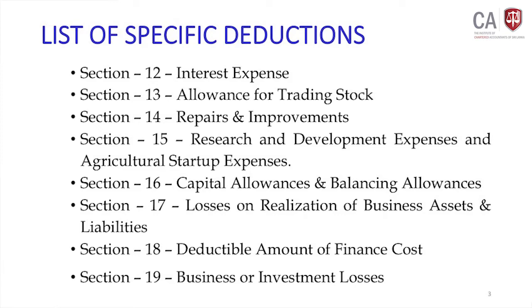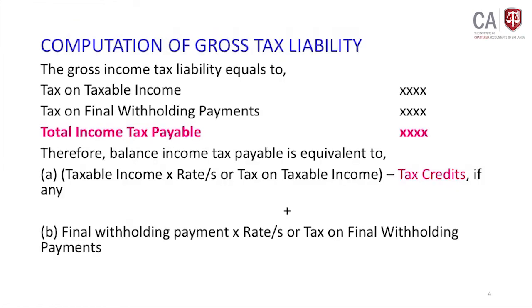This is going together with section 12, finance expense. Then section 19, business and investment losses. Again, it is really, really important. All these are really, really important, but there are a few adjustments you should know very clearly under these specific deductions. Then how to compute gross tax liability.